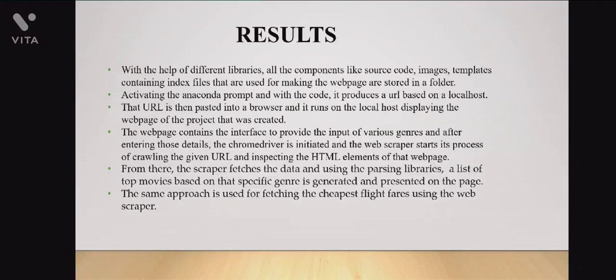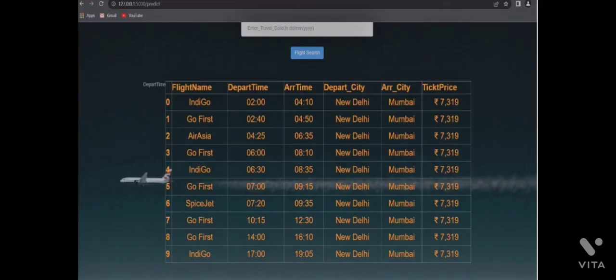From there, the scraper fetches the data and, using the parsing libraries, a list of top movies based on that specific genre is generated and presented on the page. The same approach is used for fetching the list of cheapest flight fares using the web scraper. As you can see, this is the output of the flight fares divided into the subcategories of arrival time, departure time, and the flight fares.